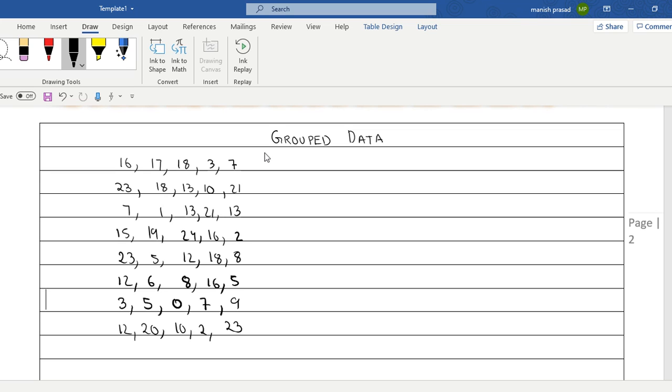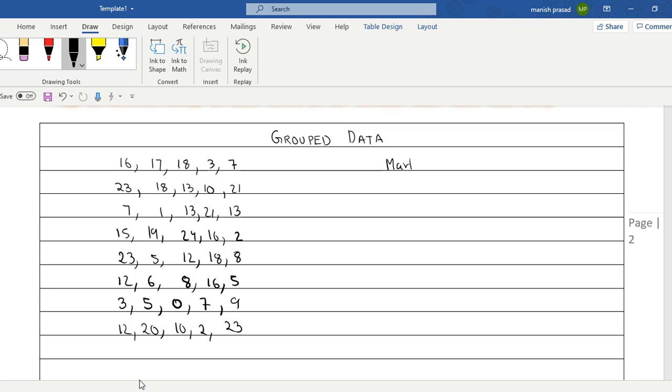Now, if we have to write this as ungrouped data, it would become what? 0, 1, 2, till 20, and the maximum number is 24. So we do not do it that way. What we do is we group it. We group the marks.